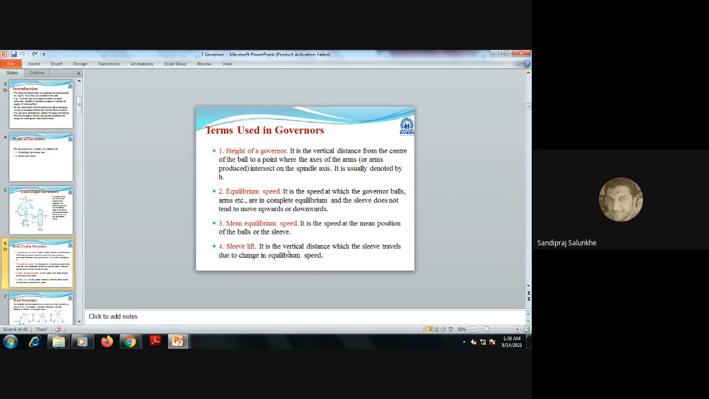Sleeve lift is nothing but the total lift which is taking place for the sleeve, from lower stopper to higher stopper, or from lower stopper to upper stopper. That is called as total lift of sleeve or sleeve lift.